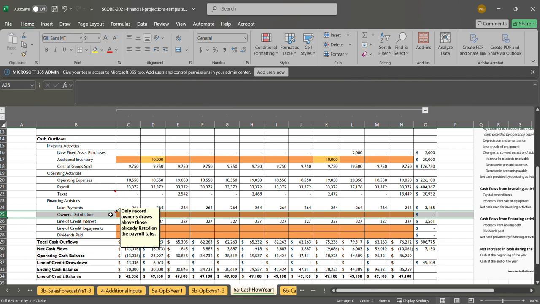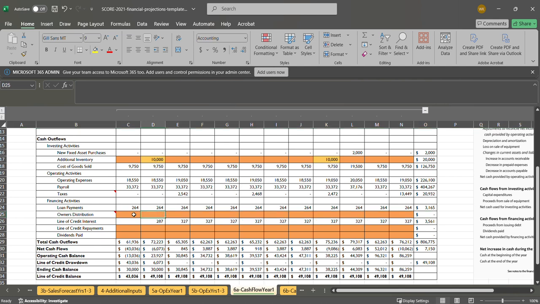Owner distribution, there's only record owner draws above those already listed on the payroll tabs. So this is any distribution as an owner. You can take distributions from the business. The first year, as you're building up inventory, as you're investing in the business, you may not have an opportunity to make an owner's draw or distribution. They're kind of synonymous here. So for me and my forecast, I'm not going to project out any distributions for year one.